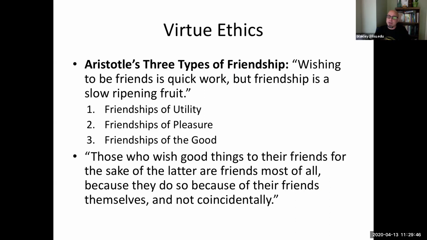In order to do that, we need friends, right? So Aristotle famously identified 3 types of friendship. And he says, wishing to be friends is quick work, but friendship is a slow ripening fruit. So in order to have a society, you have to have relationships of utility. Those are on the bottom. I have them in the number one spot here, but really those are the lowest form of friendships.